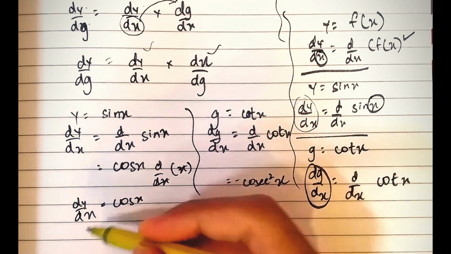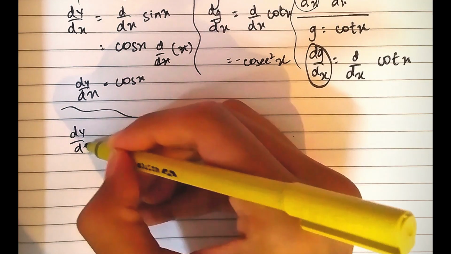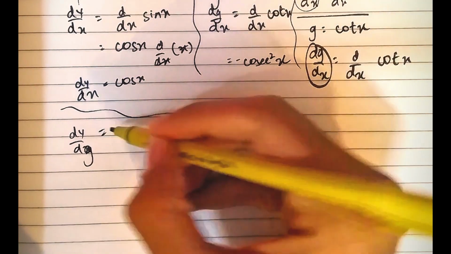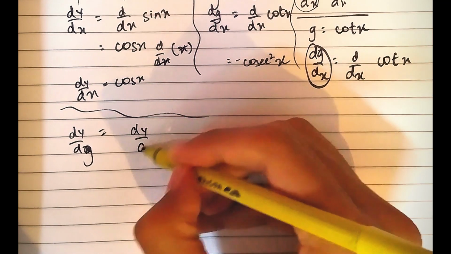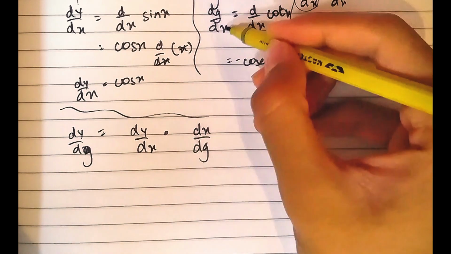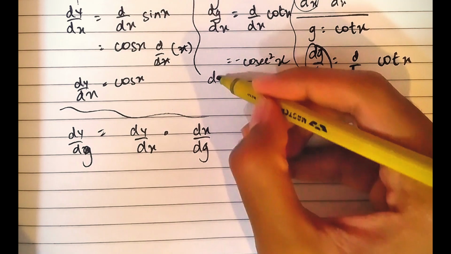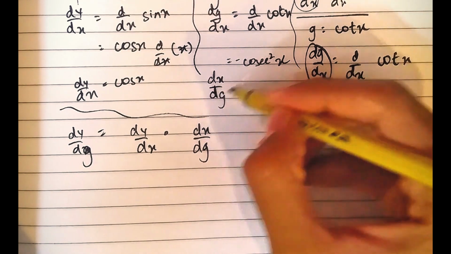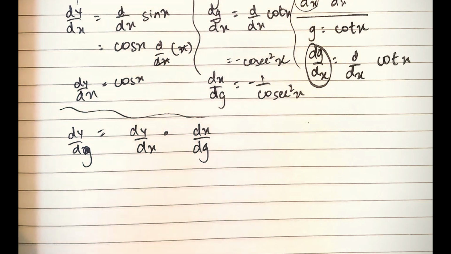Now let's see what the chain rule was saying. Our second function was g. So dy by dg would be equal to dy by dx multiplied by dx by dg. Now we have dg by dx, so how can I reciprocate it? It would be dx by dg, and we will get 1 over cosecant squared x with a negative sign. I hope that makes sense for all of you.